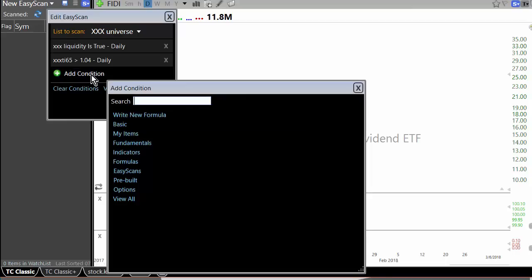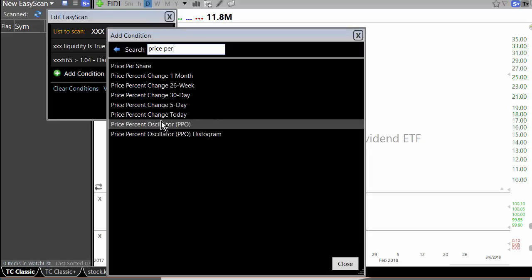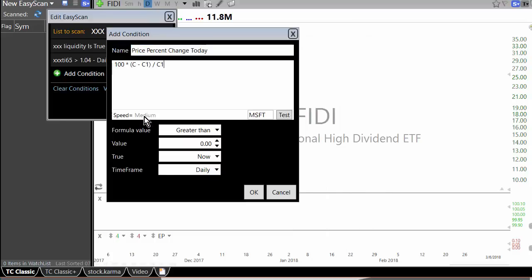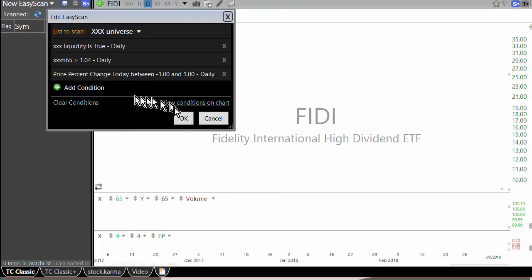Now the next condition is price percent change today. In order to find that condition, you just search for it, price percent. So you see here price percent change today. So you put this condition. Now in this, again remember, you are going to change this to between, is between. Many of you don't remember this thing, so remember that. What I did is I went here and changed this to between. And minimum is minus 1%, and max is 1%.